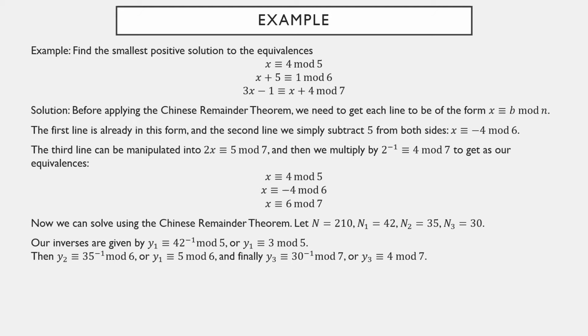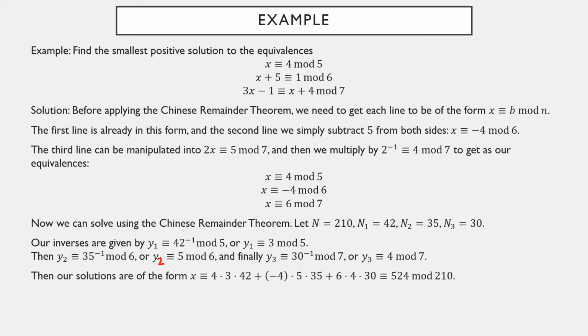However, 35 is equivalent to 5 mod 6, and 5 inverse is also just equivalent to 5. Okay, I spotted a little typo there. That subscript should be a 2. And finally, y3 is 30 inverse mod 7, which turns out to be equivalent to 4 mod 7.